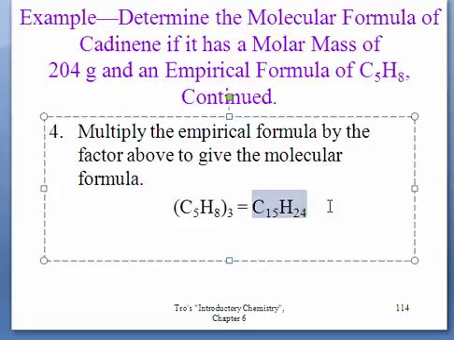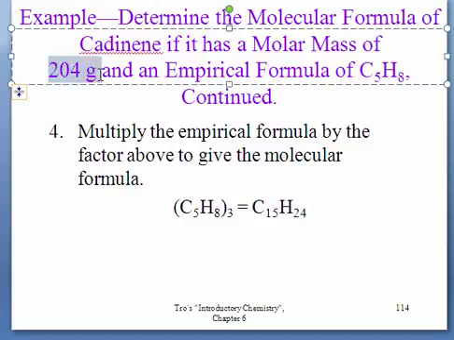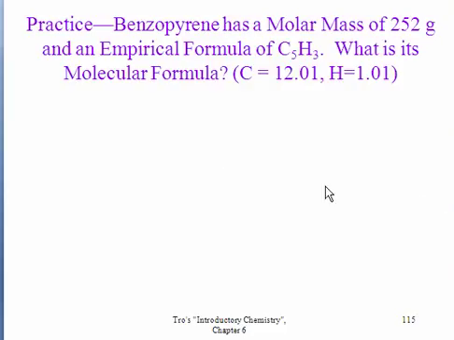So the actual molecular formula is C15H24. Here's our empirical formula, and we multiply each subscript by 3. 3 times 5, 15, 3 times 8, 24. And if we double check the molar mass of this, we will find it is 204. So go ahead and pause the slide and see if you can figure out this problem.